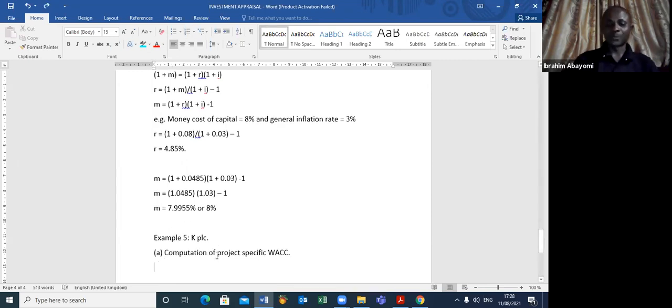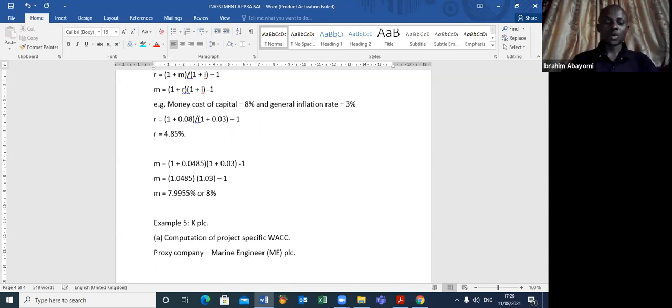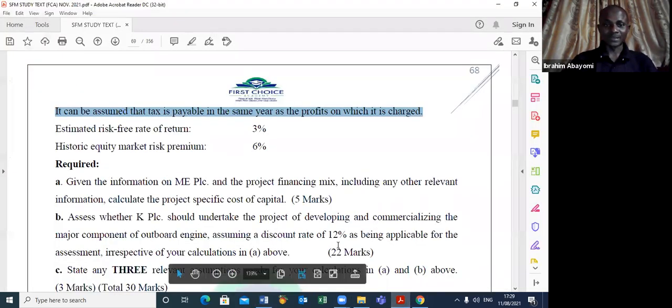So what is the procedure? Procedure one is what? Identify your proxy company. Don't forget, we have done this. So what's our proxy company? Our proxy company is Marine Engineer, that is ME PLC. That's our proxy company. So we obtain the proxy equity beta, let me just put it as BE. Proxy equity beta is given as what? What is the proxy equity beta?